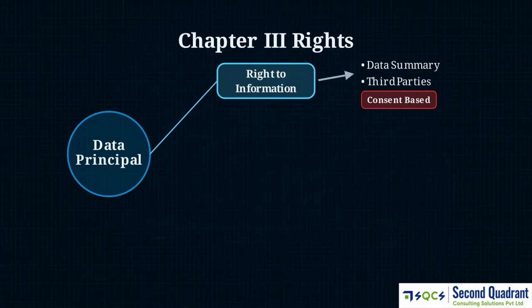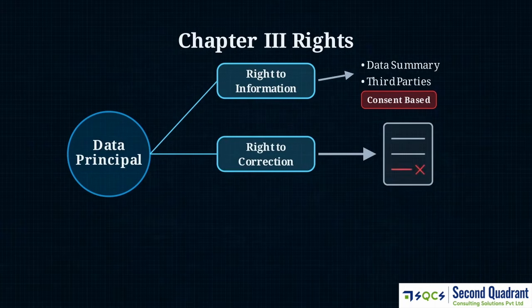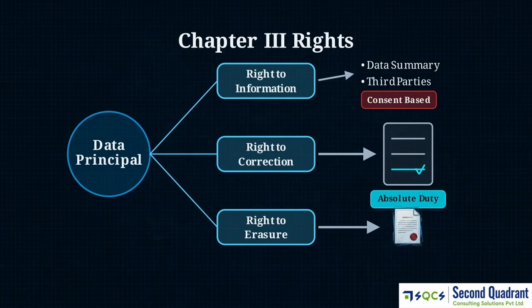Next is the right to correction. Principals can mandate that you fix inaccurate or incomplete records. The data fiduciary has an absolute duty to push those updates. Third is the right to erasure, giving the principal the ability to demand complete deletion of their data. But there's a vital carve-out. Erasure is mandatory unless that data must be kept to satisfy a specific legal obligation.